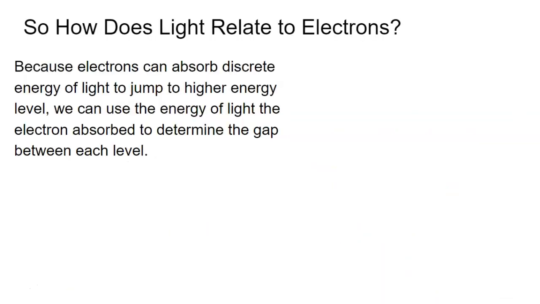So how does light relate to electrons? Because electrons can absorb discrete energy of light to jump to a higher energy level, we can use the energy of the light the electron absorbed to determine the gap between each level. So let's take a look at that. So we have an electron that jumped from the first to the 5th energy level. 1, 2, 3, 4, 5.